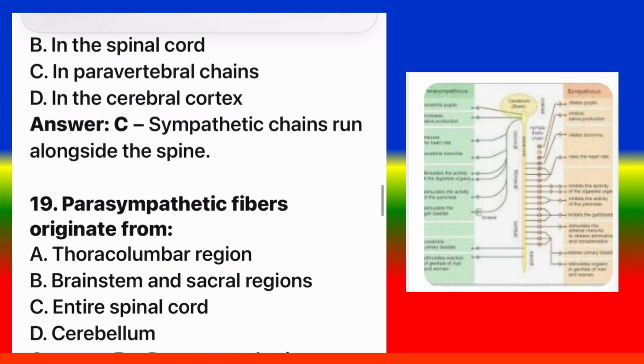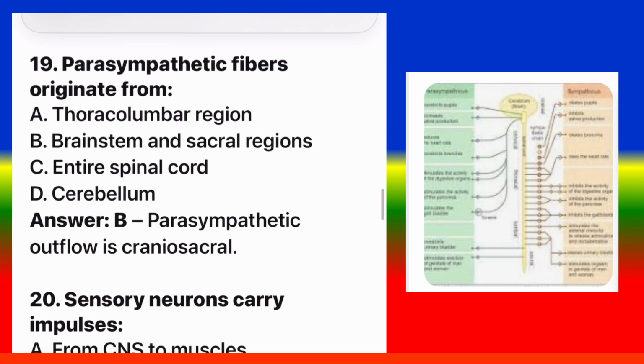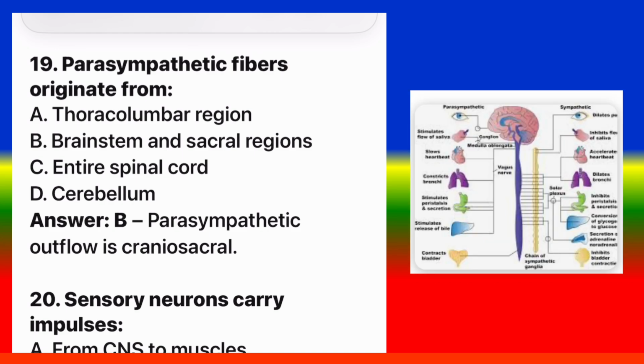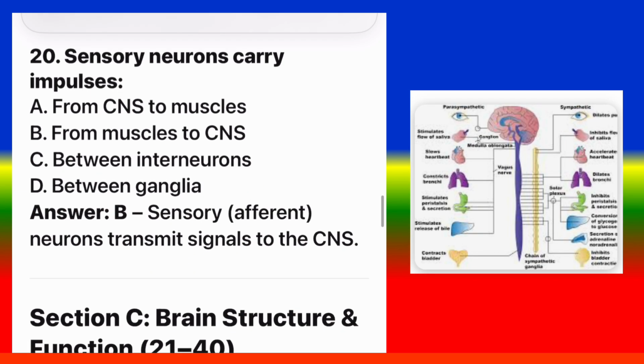19. Parasympathetic fibers originate from A, thoracolumbar region, B, brainstem and sacral regions, C, entire spinal cord, D, cerebellum. Answer B, parasympathetic outflow is craniosacral. 20. Sensory neurons carry impulses A, from CNS to muscles, B, from muscles to CNS, C, between interneurons, D, between ganglia. Answer B, sensory afferent neurons transmit signals to the CNS.